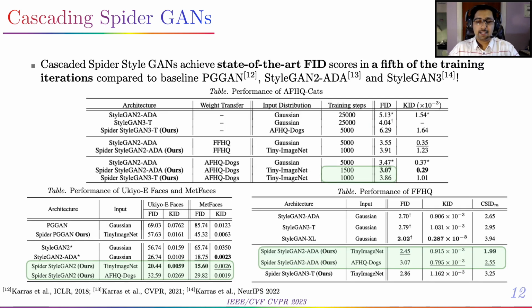We showed that training cascading SpiderGANs with stage 1 style GANs pre-trained on tiny ImageNet inputs results in state-of-the-art performance on the stage 2 Spider style GAN on FFHQ, AFHQ, CATs, MET faces, and ukiyo-e faces datasets, all in a fifth of the training time.